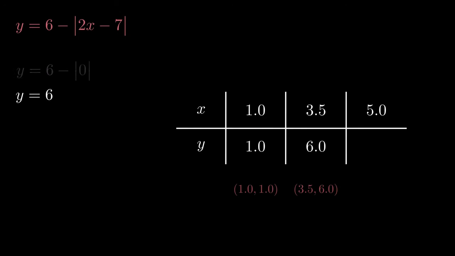Then we chose 5 for the next one. Put that in. 2 times 5 is 10. 10 minus 7 is 3. So we have y equals 6 minus 3. All right. Zoop. Throw that in the table. And we've got 3 coordinates.